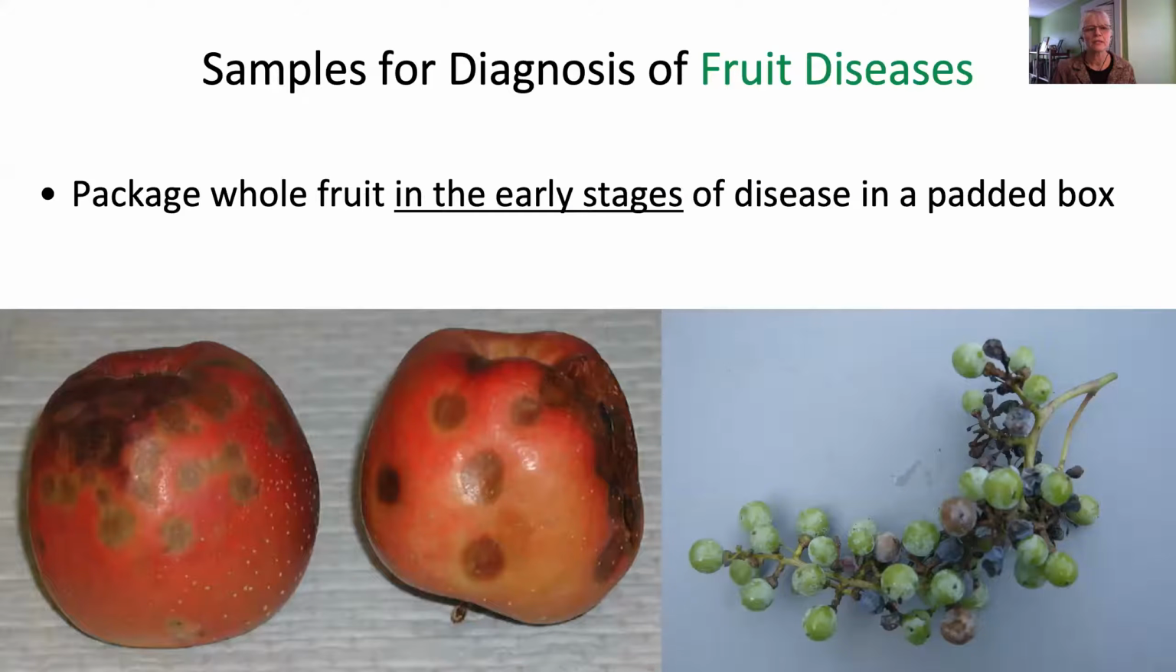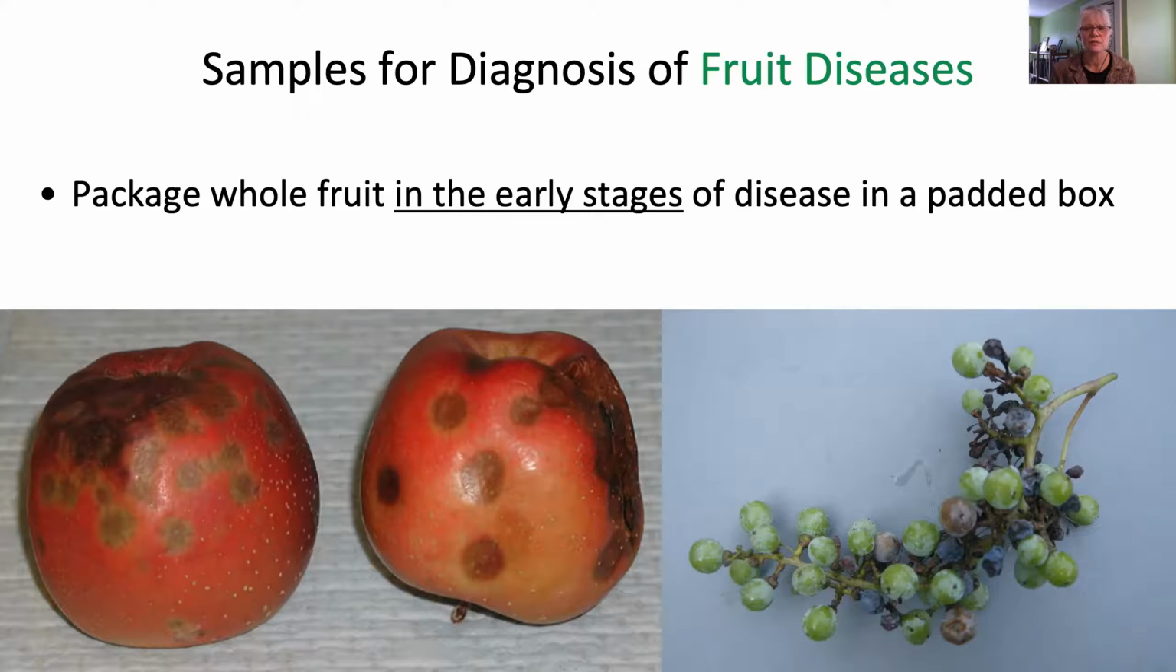Fruit diseases, basically you want to package fruit in the early stages of disease in a padded box, so it's not jumbling around. Fruit will tend to rot very quickly when it's bruised, and so you don't want those fruit samples to be knocking around in the box on the way here.